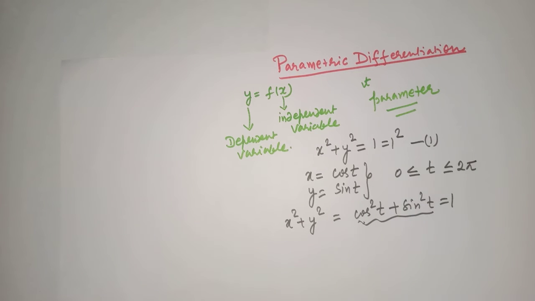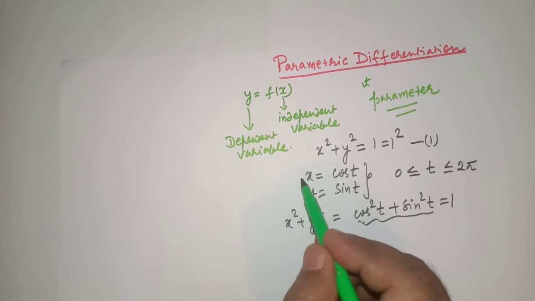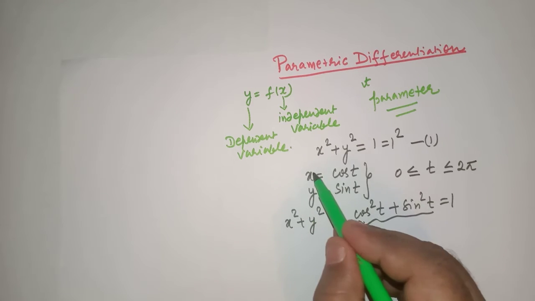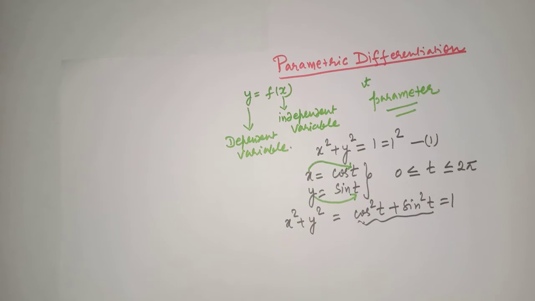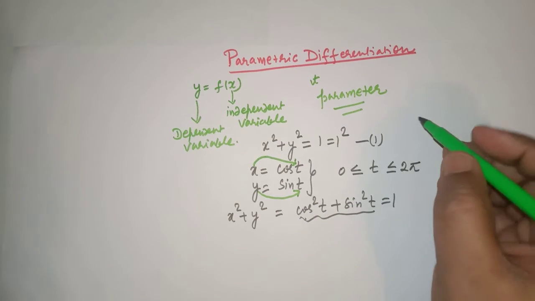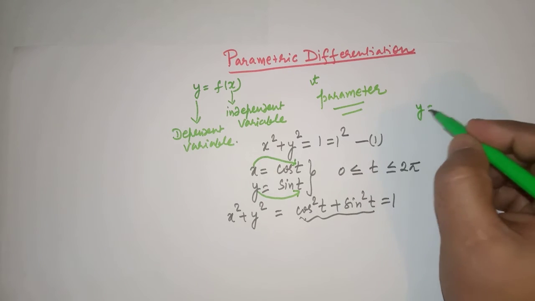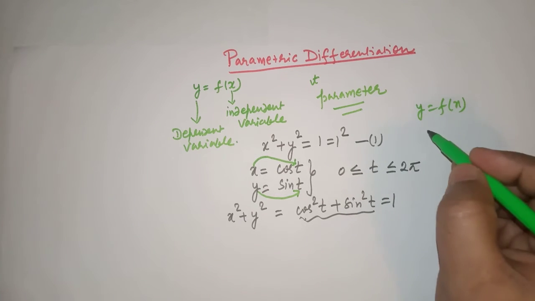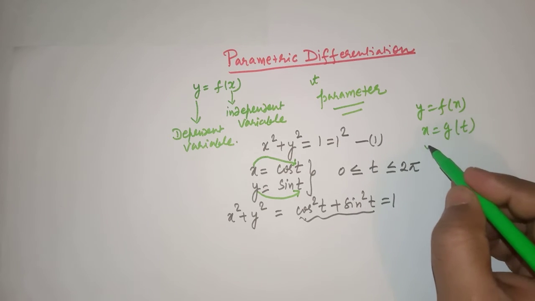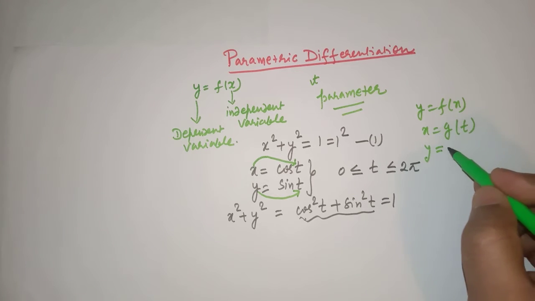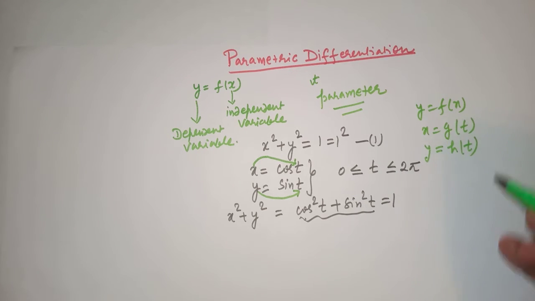So what we have done here, we have expressed x as a function of t and similarly y as a function of t, and y is also a function of x. So let us express it like this. Say y is a function of x and x is a function of t, say x equal to g(t), and y is a function of t as h(t). Clear?